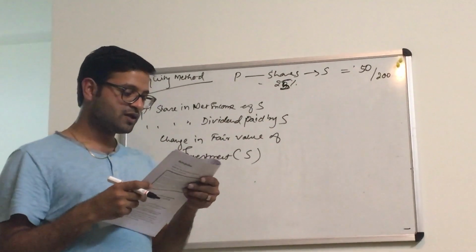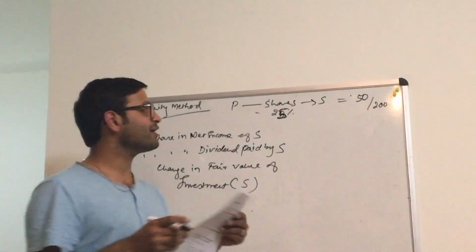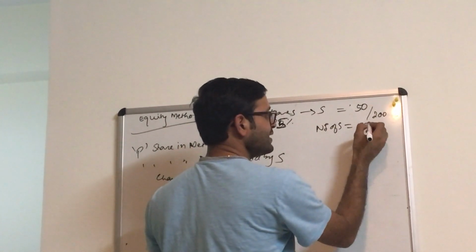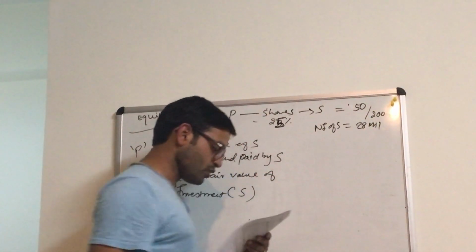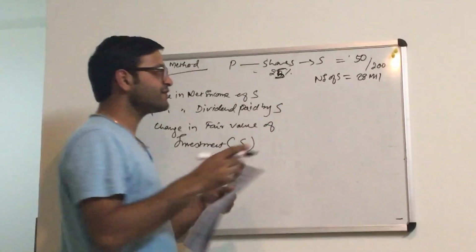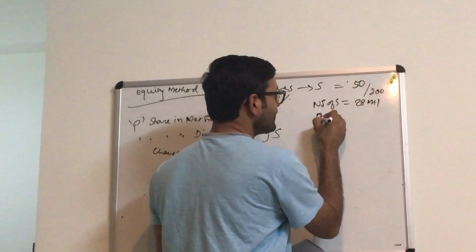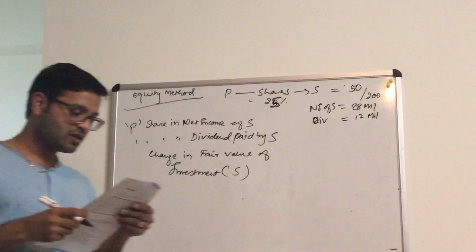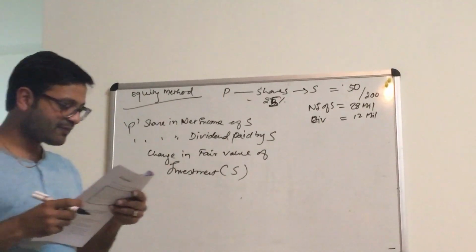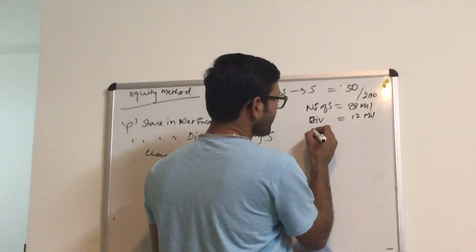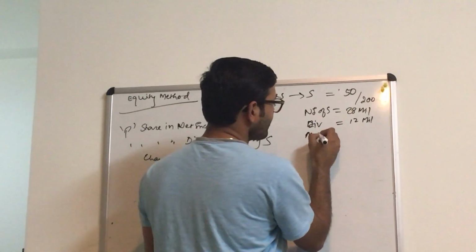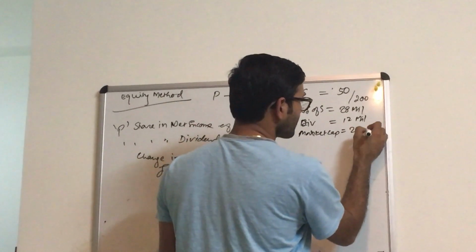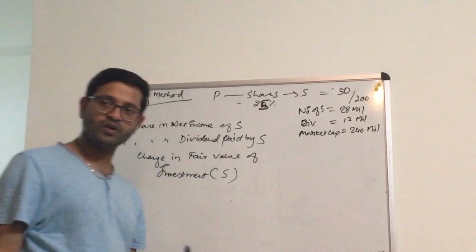During the following year, Saurabh has net income of 28 million. So net income of S is 28 million. Then paid cash dividend of 12 million. Dividend. The next one says Saurabh's year-end market capitalization is 240. So market cap is 240 million. Okay? Good with this?